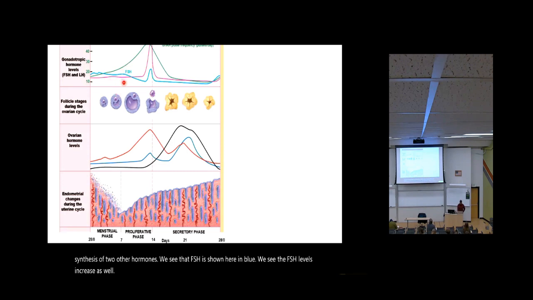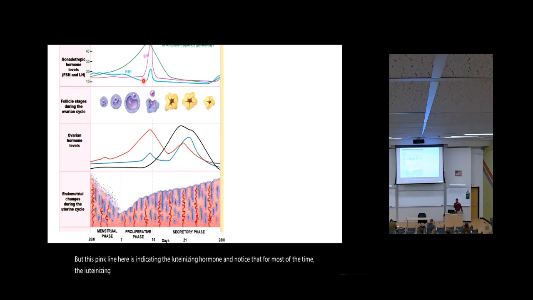But this pink line here is indicating the luteinizing hormone, and notice that for most of the time the luteinizing hormone levels are flat, right? And the reason for that is GnRH is producing both FSH and LH, but only FSH is being released. In order for the luteinizing hormone to be released, something else needs to come into play. And if you just look down here, this red line indicates estrogen, and when estrogen levels are high enough, that's when luteinizing hormone is released.